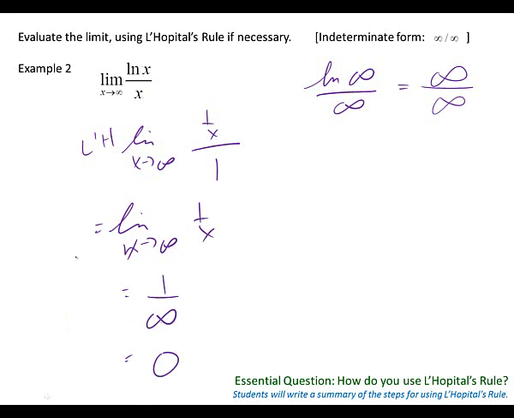Okay, so not so bad, right? Not so bad for the day before break. Okay, we good with 2?